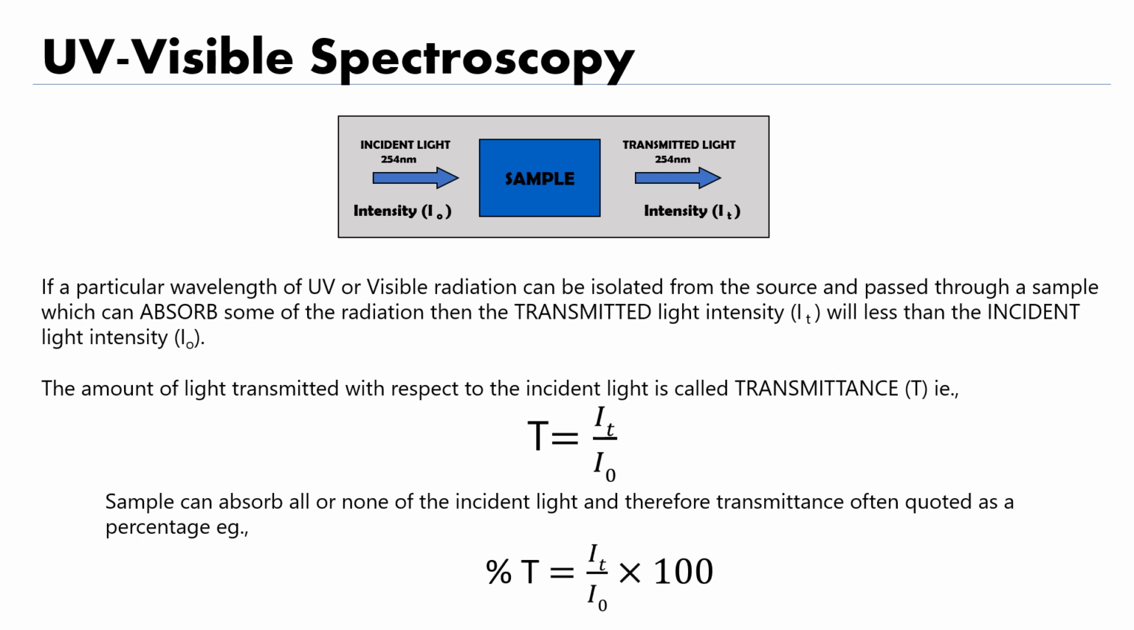A sample can absorb all or none of the incident light. Suppose there is 100% light, your sample may absorb all of the 100% light or none of the light, and therefore transmittance is often quoted as a percentage. So percentage T, percentage transmittance, is equal to transmitted light intensity divided by incident light intensity multiplied by 100.